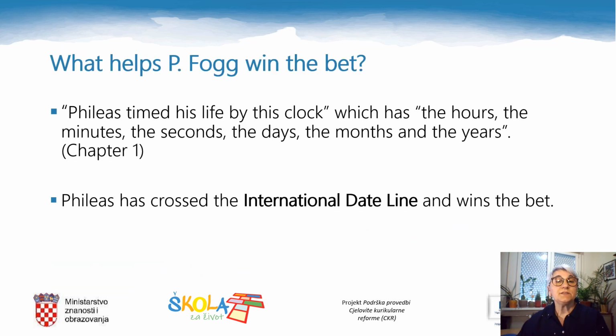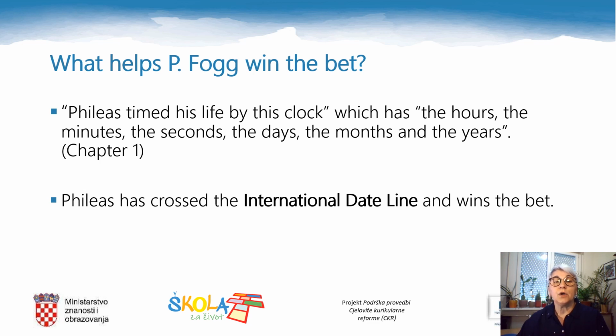I told you that Mr. Fogg was a very punctual gentleman and a very detailed one, and we know that if we read the book from this sentence here: where he lived he had a clock, and he timed his life by the clock, which has the hours, the minutes, the seconds, the days, the months, and the years, and he always knew the precise time. But when he went on his trip around the world, and when he came back to London, he thought he had lost the bet.